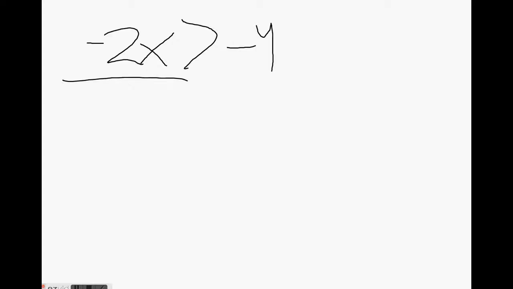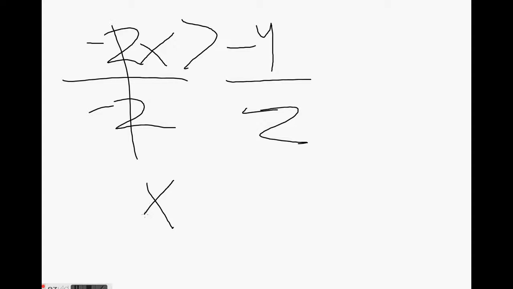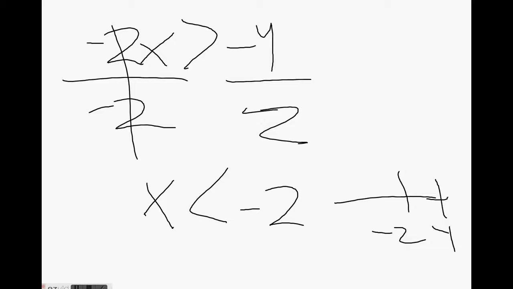Next you have -2x is greater than -4. We have to divide both sides by -2, but because we're dividing by a negative, the greater than sign actually switches. So it goes this way. You see how it changes? Okay, and then -4 divided by -2 is 2. So I have 2, 1, 3. x is anything less than that, so it's an open circle. It goes this way. Okay.